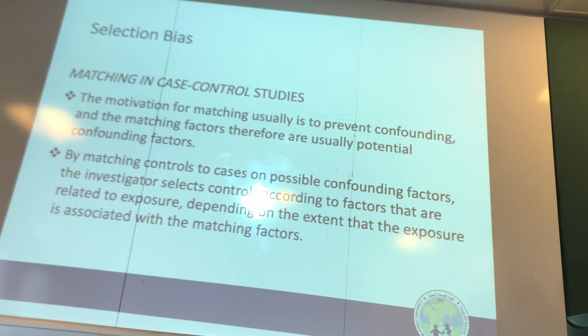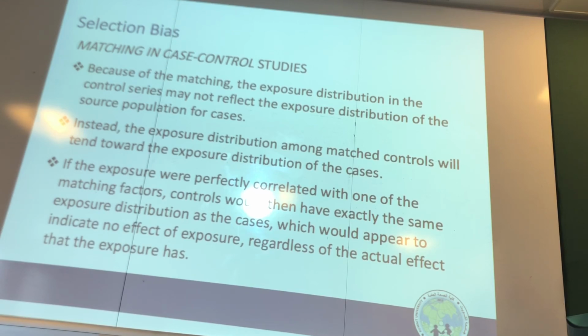However, by matching controls to cases on possible confounding factors, the investigator selects according to factors that are related to exposure, depending on the extent that the exposure is associated with the matching factor, like age or sex, which we already discussed. Because of matching on it, the exposure distribution of the control series may not reflect the exposure distribution of the source population. Again, this is selection bias. In case control, remember, we are interested in the exposure. Matching will make the distribution of exposure in the controls not reflect the distribution of the exposure in the source population.